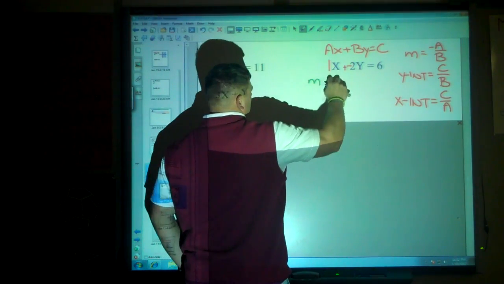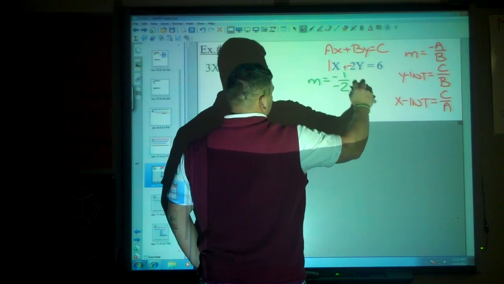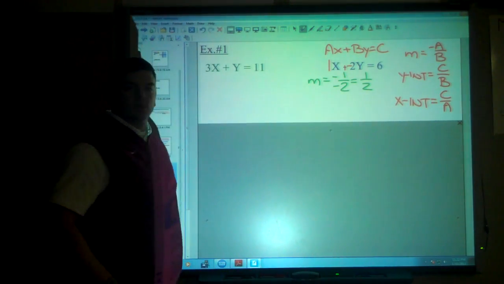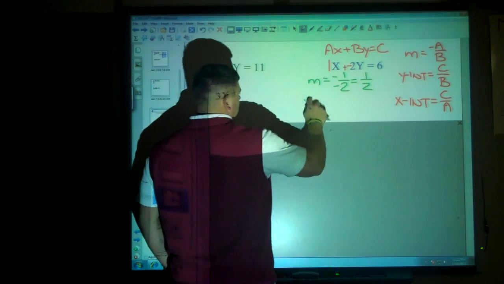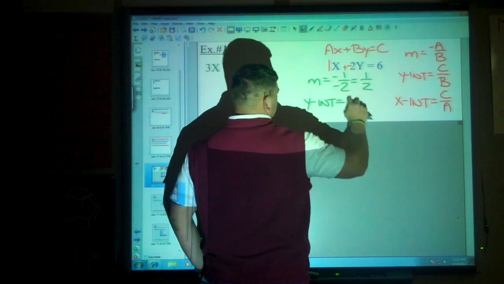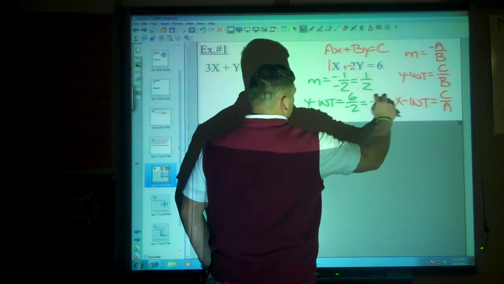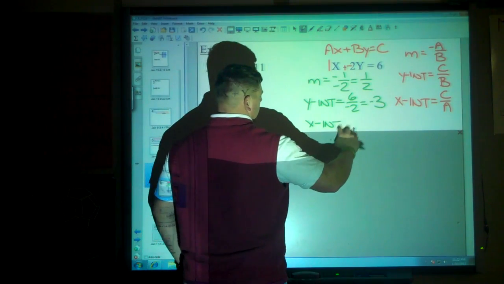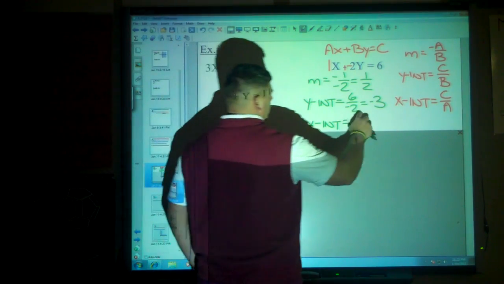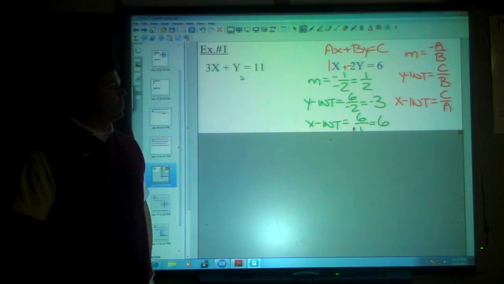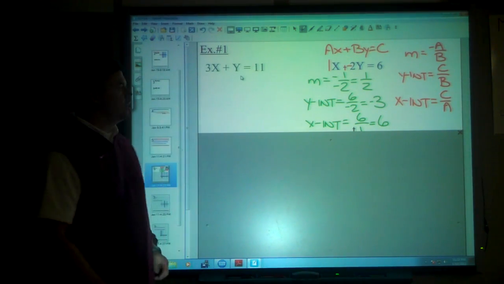The slope is -1 over -2, which is the same as +1 over 2. So either one of those slopes would work because they're the same. Our y-intercept is the c over b, so that's 6 over -2, which makes -3. And our x-intercept is going to be 6 over 1, which is 6. So I have plenty of information for making the graph for that right-hand equation.